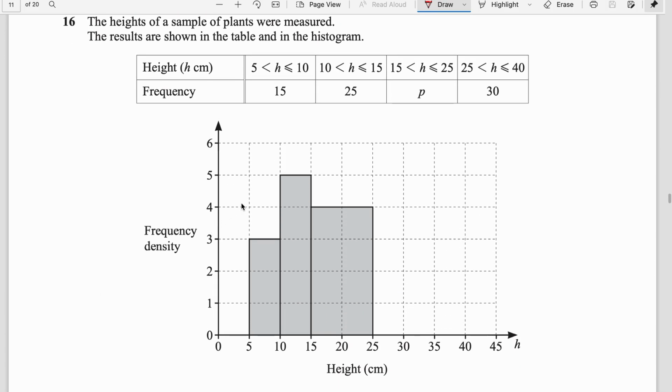Question number 16. The heights of a sample of plants were measured. The results are shown in the table and the histogram. 5 to 10, 10 to 15, frequency, density. So this width is 5. I'm writing class width because there's frequency density, and the widths must not be equal. 10 to 15 is again 5. This is 10. 25 to 40 is 15.